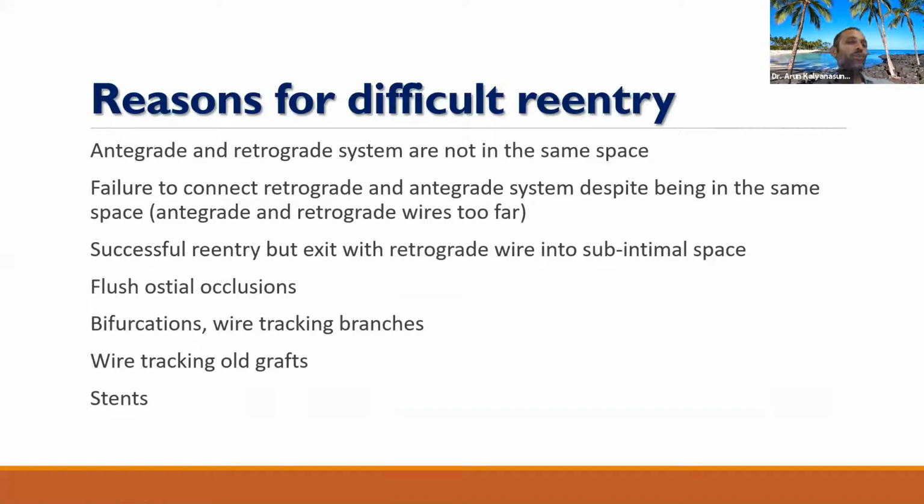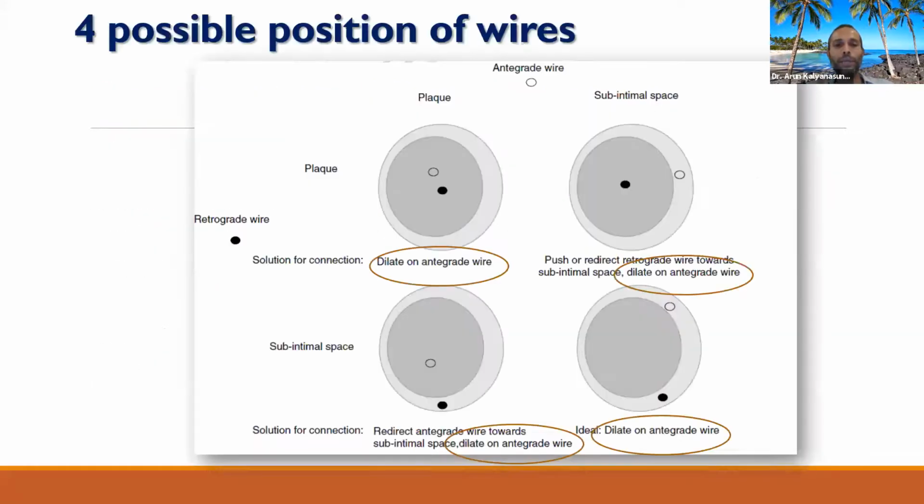You've re-entered, but you don't realize that you've re-entered, and then you go back into the subintimal space with your retrograde wire. The case that I showed you, a flush ostial occlusion. When you have bifurcations and the wire goes into a branch, or you're going into a graft, you often see this. You cross it, and then the retrograde wire goes into the graft. And sometimes someone has stented and done a bad job, and it makes it even harder. So what do you do?